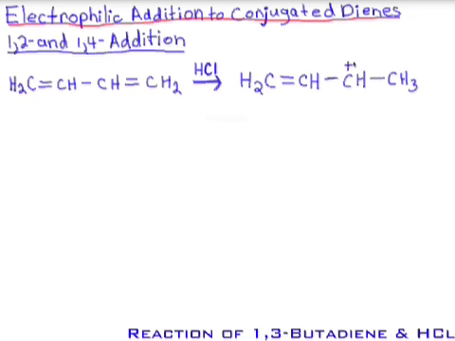This produces a secondary carbocation, but not just any secondary carbocation. It is a secondary carbocation that is resonance stabilized. That is, I can move these pi electrons this way, and I can draw a resonance contributor.